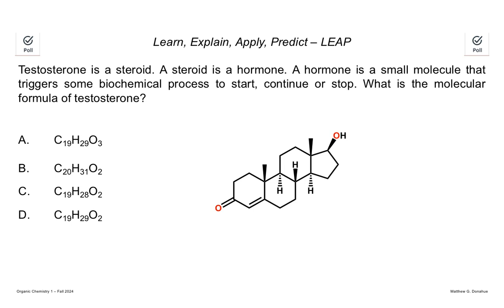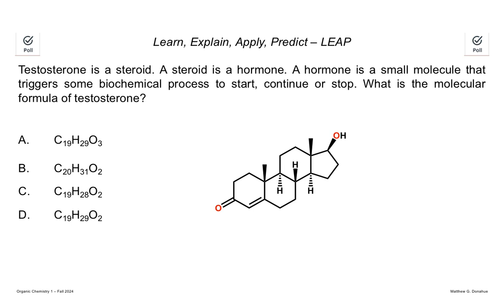And to demonstrate the thread of this thought process, I'm going to give you the structure here first. And this is testosterone. And it's a steroid. So steroids are hormones, which are small molecules that signal a biological process to start, continue, or stop. So like when you go through puberty, your hormones hit and changes happen. Those changes happen from small molecules like this.